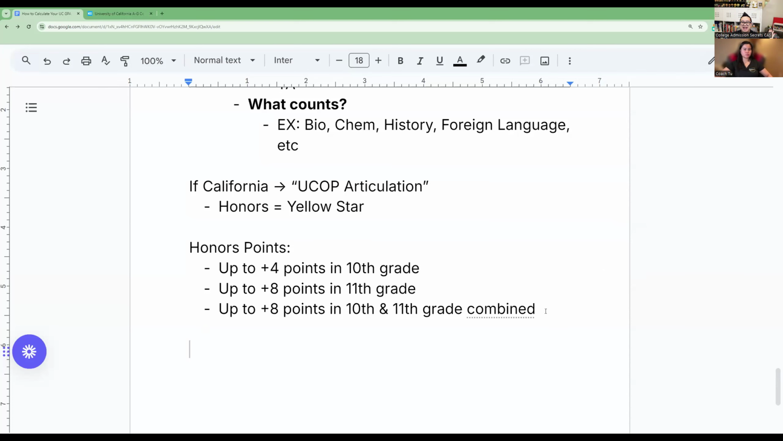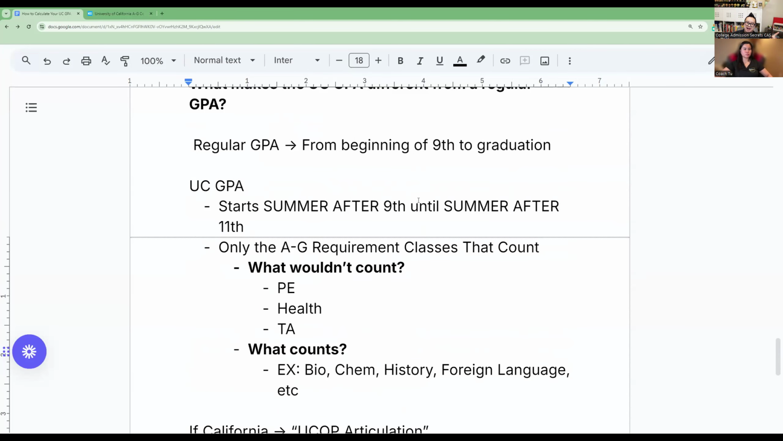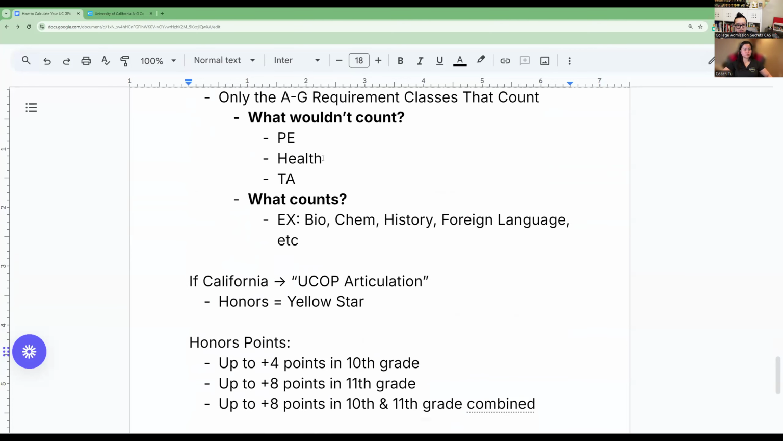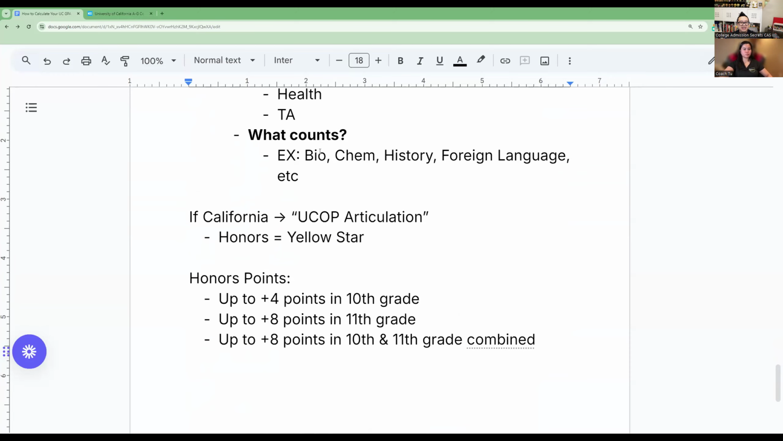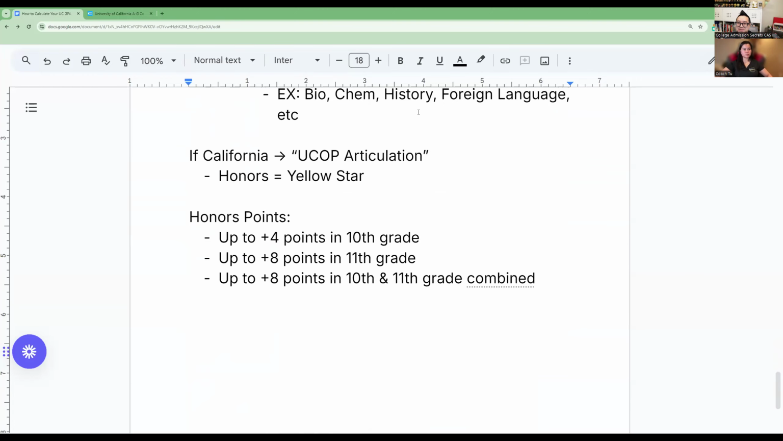So now that we have the theory down, now that we know that it's only summer after 9th to summer after 11th, only A through G classes count, only the approved honors will get you the +1 for honors, and now that we know there is a cap to how many honors points you get, that's all the prereq information. Now let's go into the actual, how do we do this? So Coach Two, let's do a part 2, how to calculate our UC GPA. What is our step number 1 here?